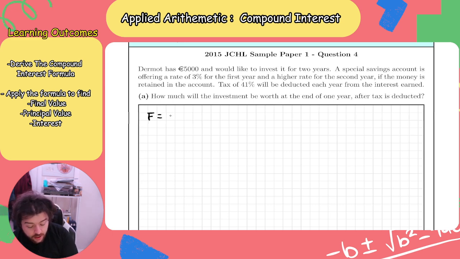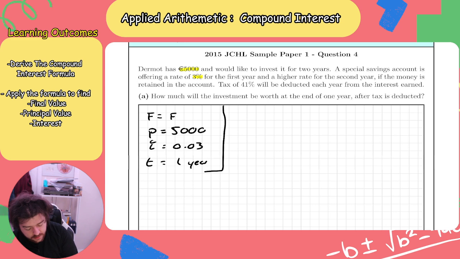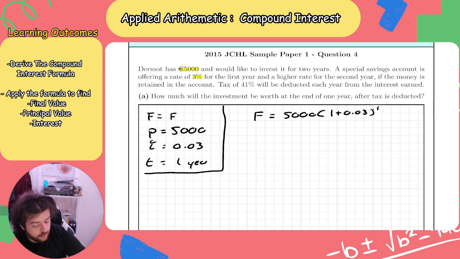So F is equal to, well, I'm looking for my final amount. P, my principal amount, is €5,000 because it says in the question here. Dermot has €5,000, invested at 3%, so 0.03. And he wants to find out at the end of the first year, so T is just going to equal 1 year. So F is equal to 5,000 times 1 plus 0.03 to the power of 1. Put that in your calculator, and we should get the final amount to equal €5,150. But there's a little caveat. There's a caveat, ladies and gentlemen.